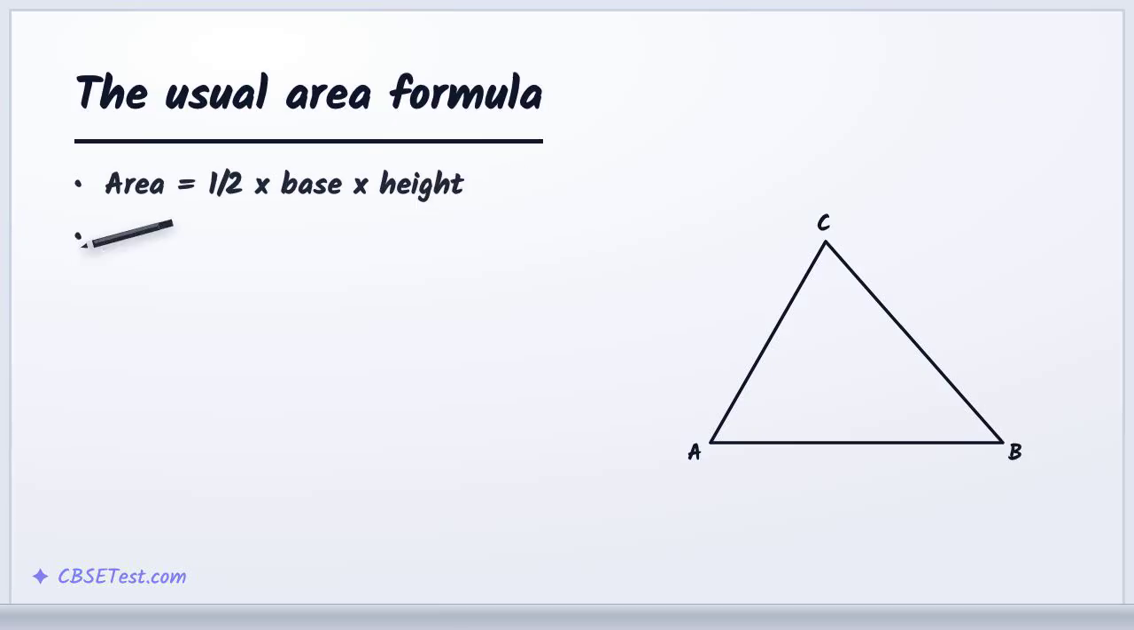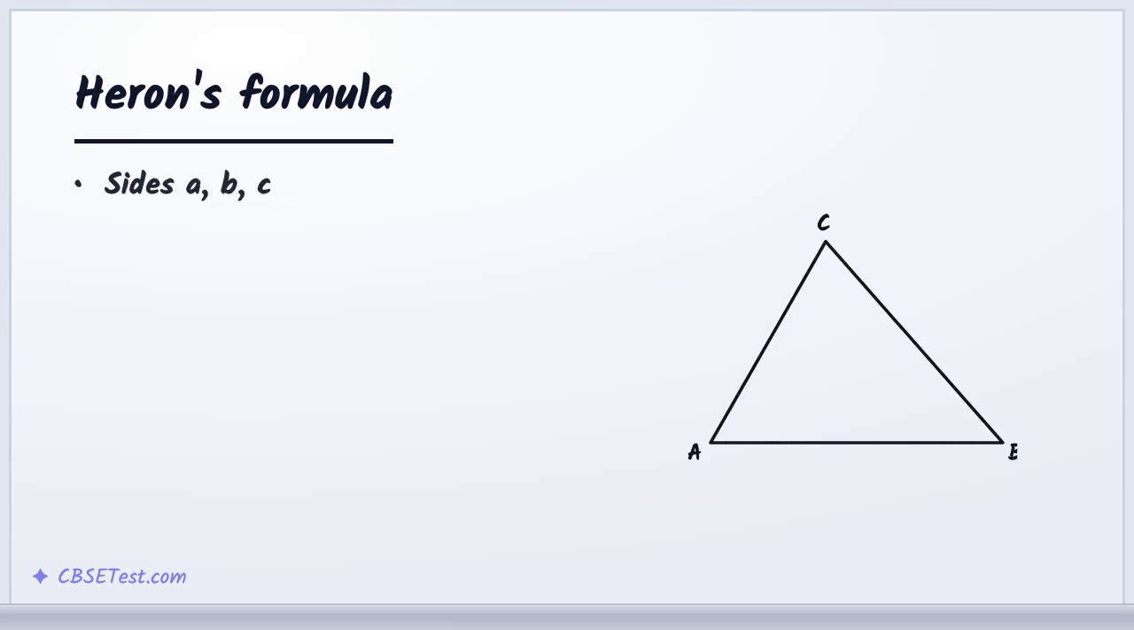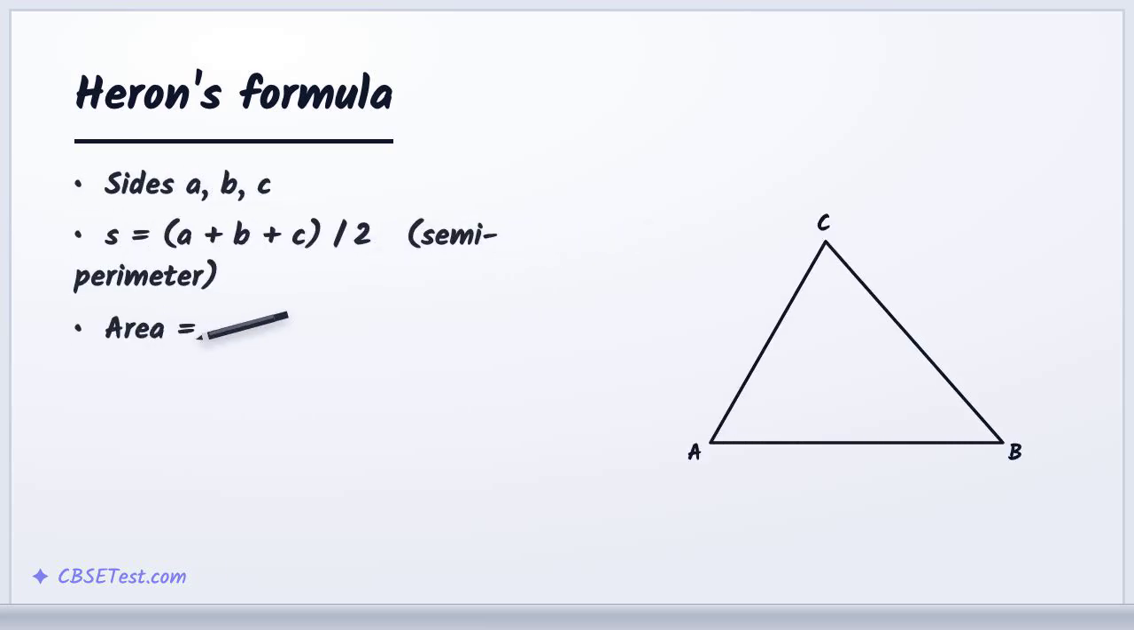The familiar formula is 1/2 times base times height. But this needs the height, which we don't always have. That's where Heron's formula comes to the rescue. First, find S, the semi-perimeter, which is half the sum of the three sides. Then the area is the square root of S times (S minus a) times (S minus b) times (S minus c), just the three sides, no height needed.